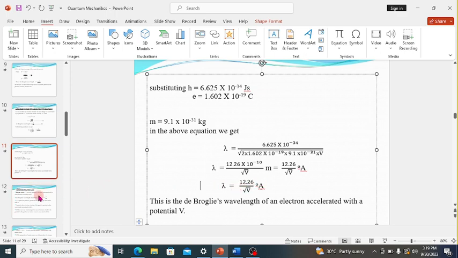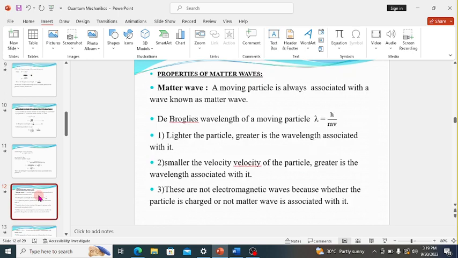Now let us move to the next topic, properties of matter waves. Before going to properties of matter waves, what is a matter wave? We know that a moving particle always has wave nature, that we call a matter wave. For this matter wave we will give the properties.